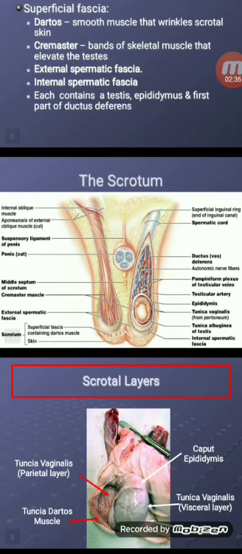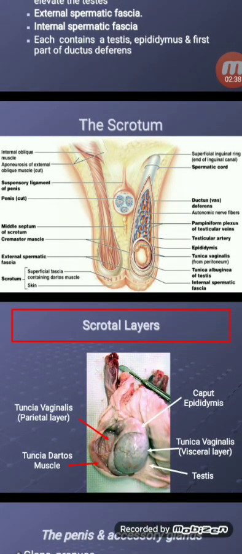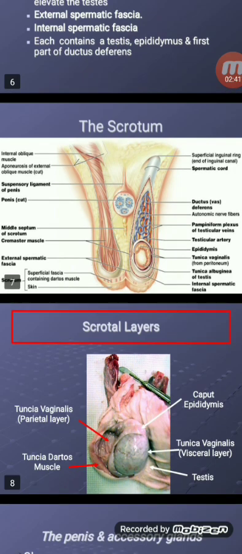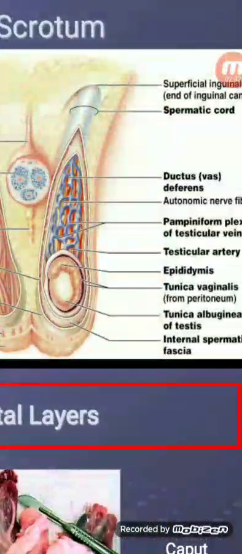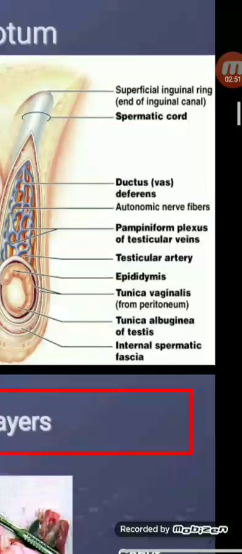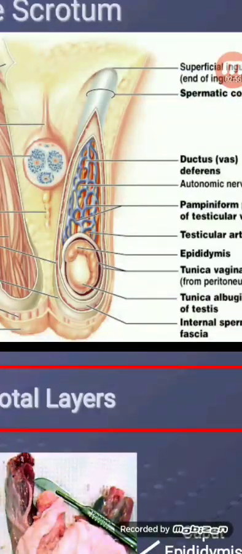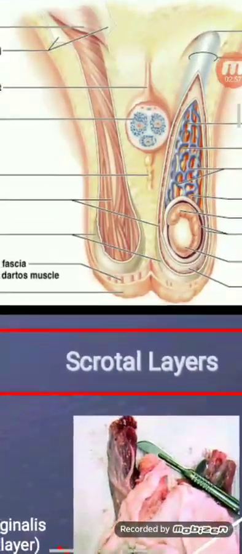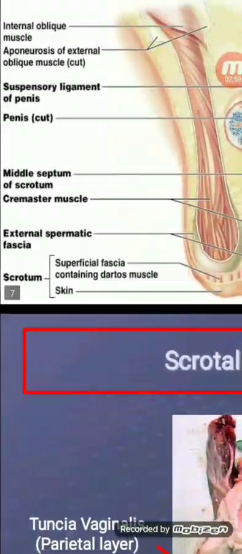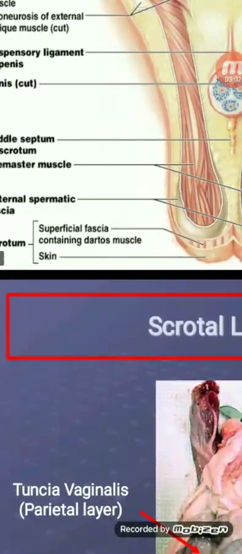Take a look at the spermatic cord. The contents of the spermatic cord include blood vessels, ductus deferens, testicular artery, pampiniform plexus of veins, autonomic nervous system, and also somatic nervous system, ilioinguinal nerve. Here, take a look at the scrotum, the superficial fascia that contains the dartos muscle.